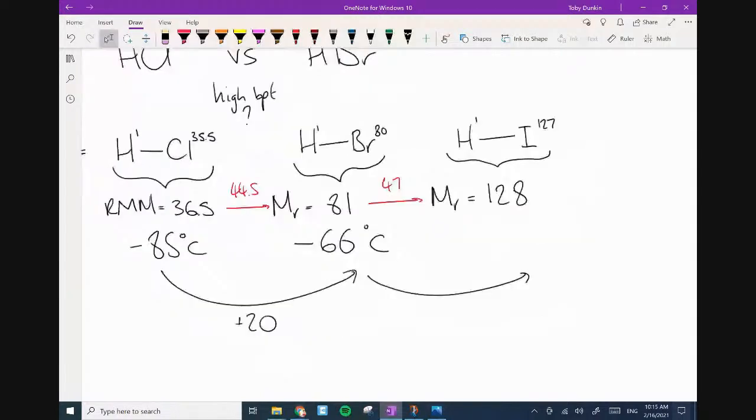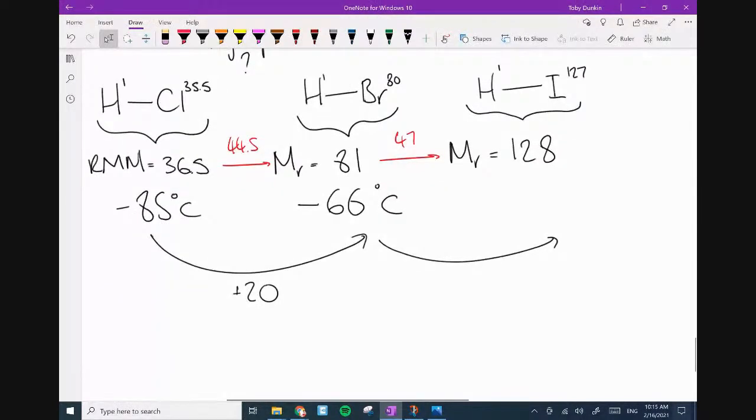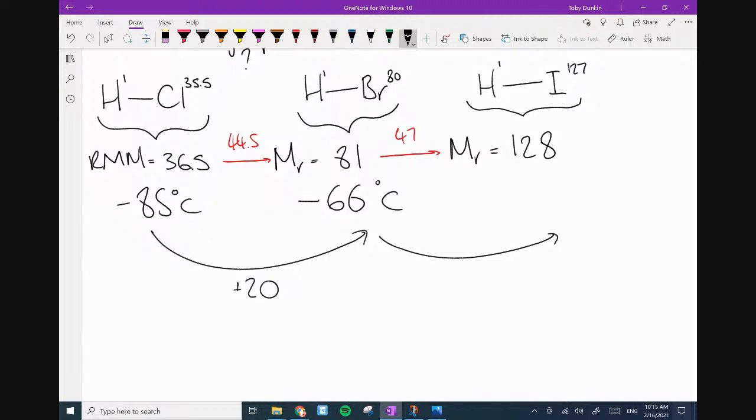HI is higher. Jack, would you like to predict its boiling point for me? Predict it. I bet we can predict it. Come on, somebody give me a prediction. It's definitely going to be higher, but we can predict it. That's cool, right? You can guess boiling points. Amazing. Jack says minus 40.